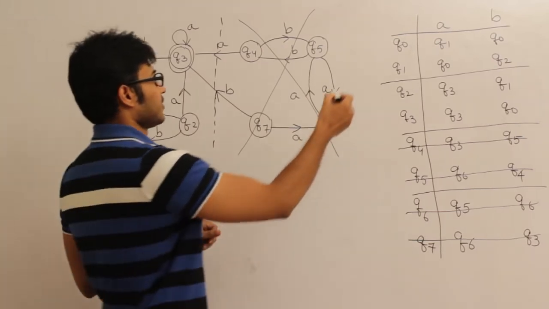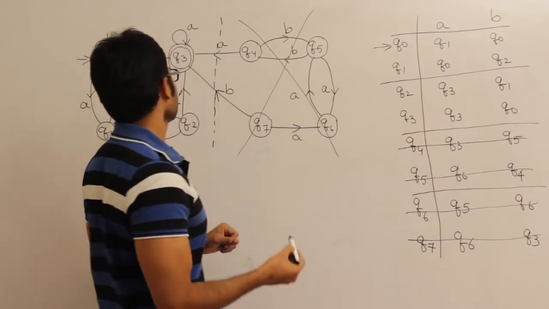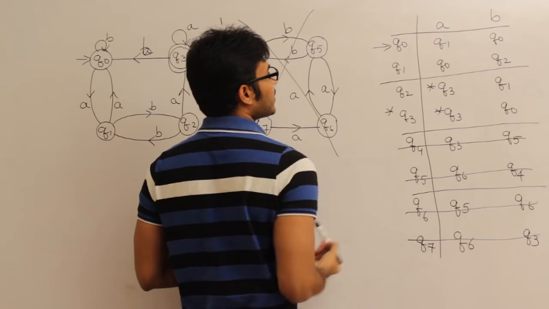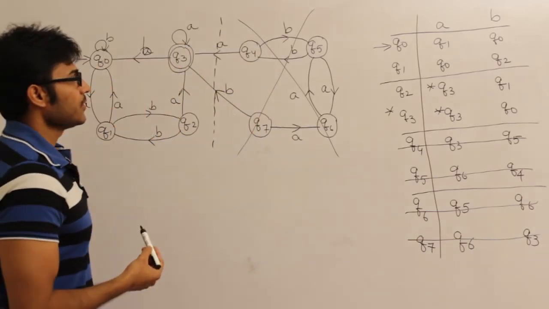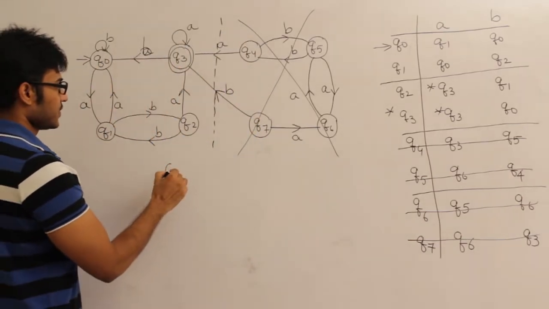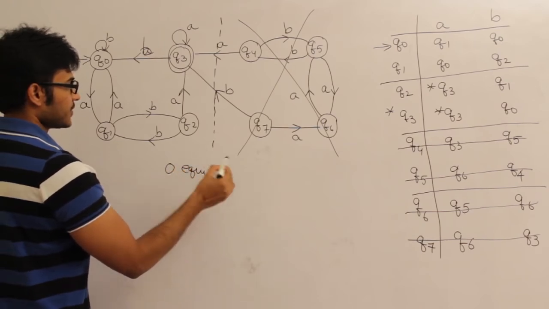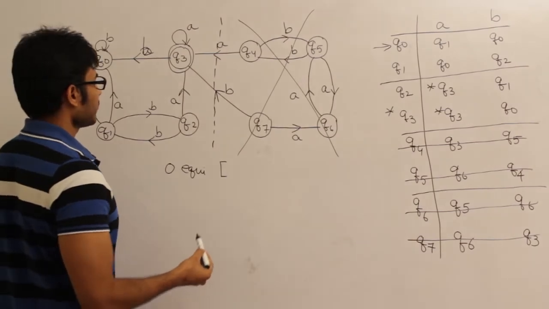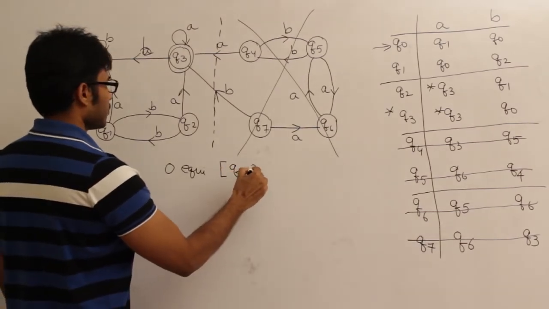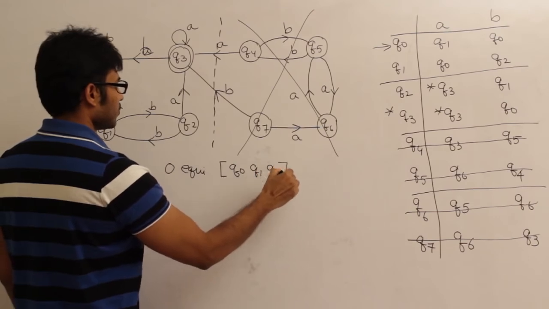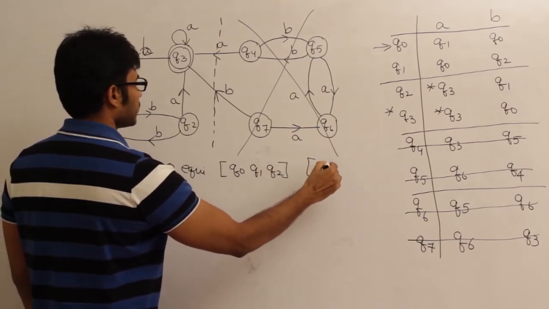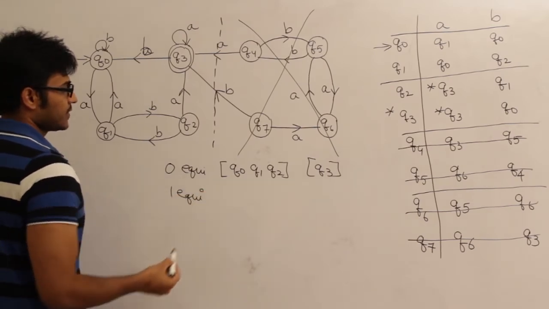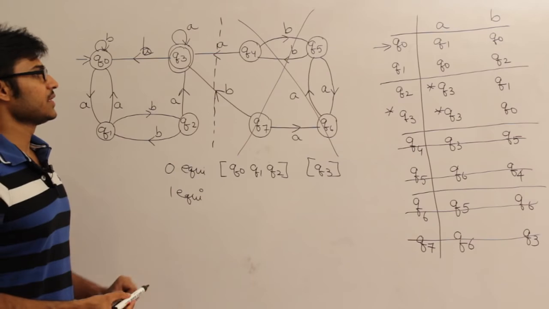What is initial state? Q0. What is the final state? Q3 is the final state. Okay, so apply the partitioning method. First one is 0 equivalence. Set of non-final states and final states. What are set of non-final states? Q0, Q1, Q2. And what is final state? Q3. Okay, 1 equivalent. Now let us see if Q0 and Q1 are 1 equivalent or not.